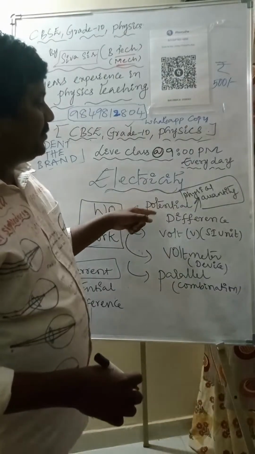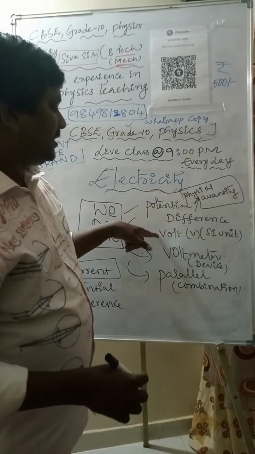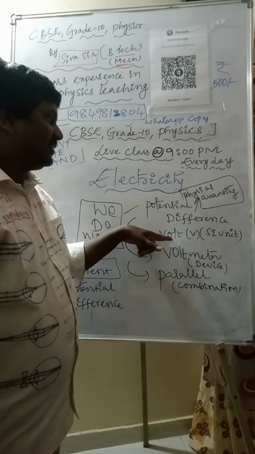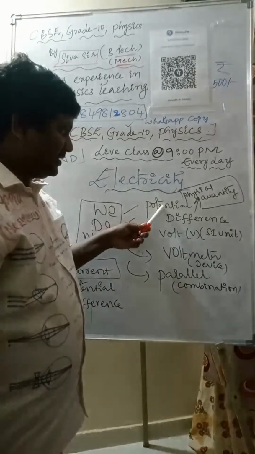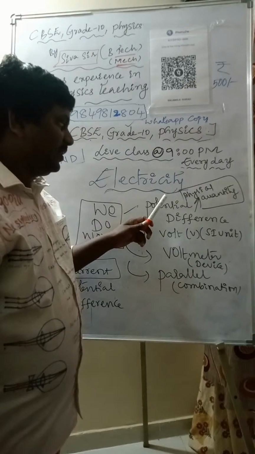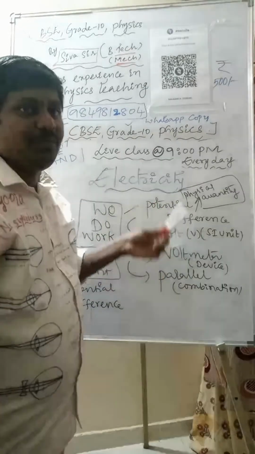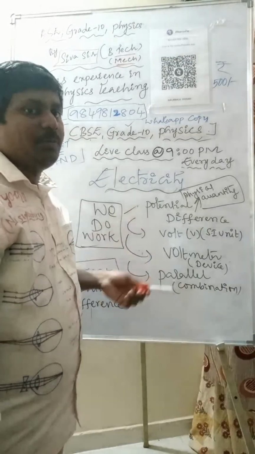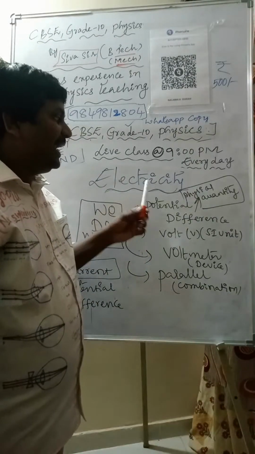Potential difference is a physical quantity. It is the SI unit of potential difference, not of the voltmeter. A physical quantity is a quantity which can be measured. From the MCQ point of view, these points are very, very important, because we are going in depth into the topic.